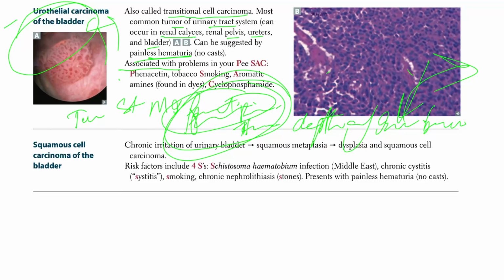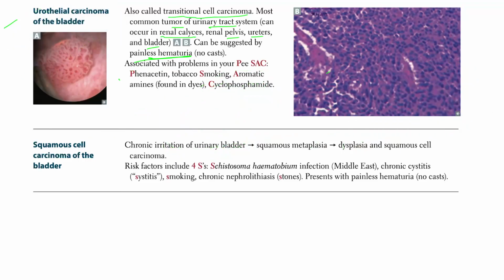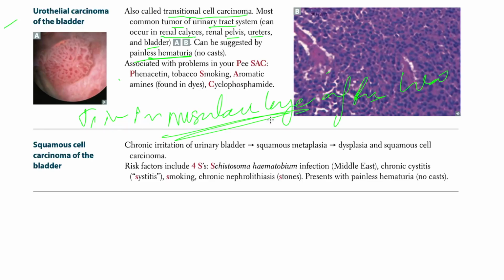But how do we know if the tumor has invaded into the muscular layer of the bladder wall? If the tumor has invaded the muscular layer, then that's already a poor prognosis. So that's pretty much all we have for urothelial carcinoma of the bladder.